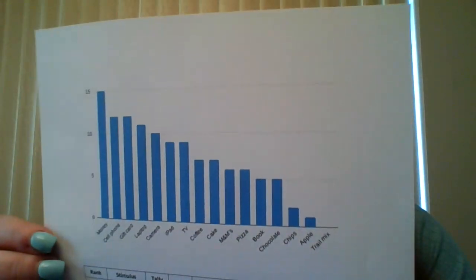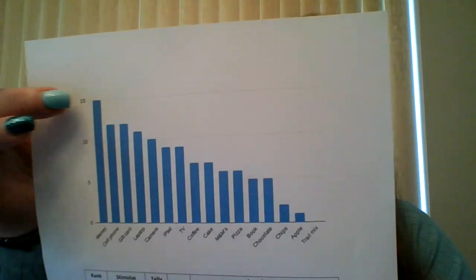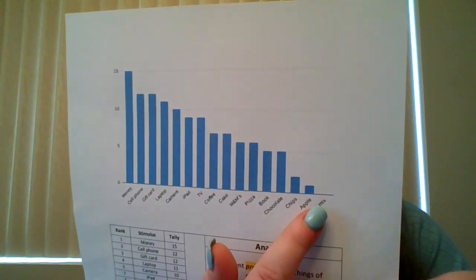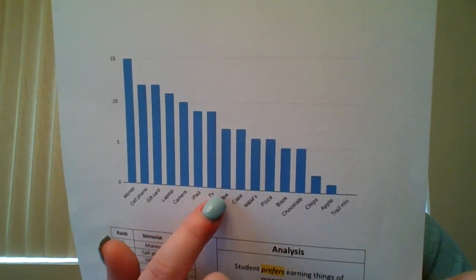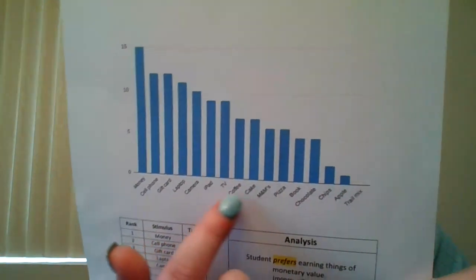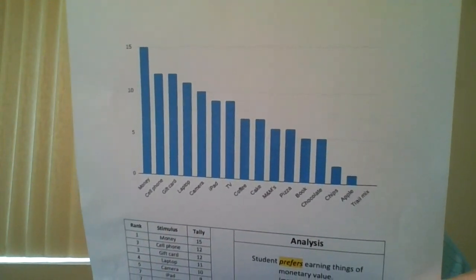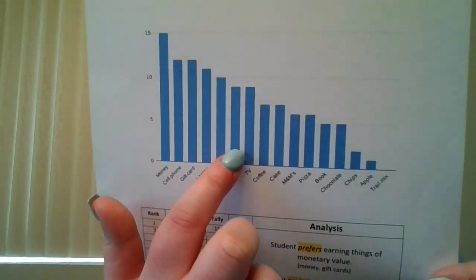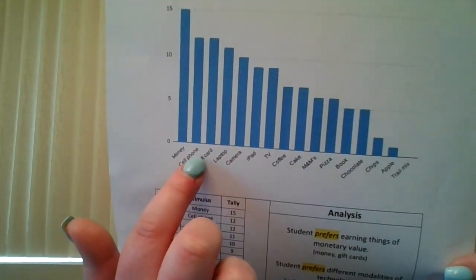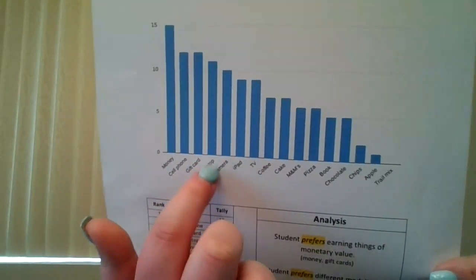An easier way to look at this would be putting it into a bar graph. So you can see money being the highest, and along the bottom here, trail mix, apple, chips, chocolate, book again, pizza, M&Ms, cake, coffee. So all of these would be the stimuli that Billy chose the least. They all happen to be edible in the form of food or drink. And then up top here, where his highly preferred, his money and his gift card, and then his cell phone, anything with technology. So what we do with this information now is we would use these to figure out what would be a high motivator for Billy during work time.